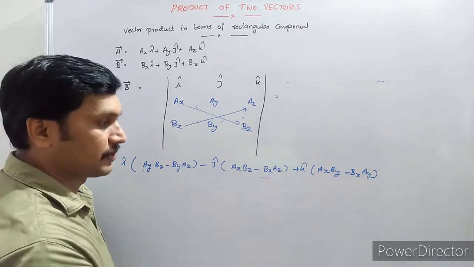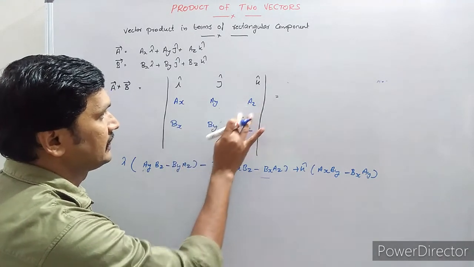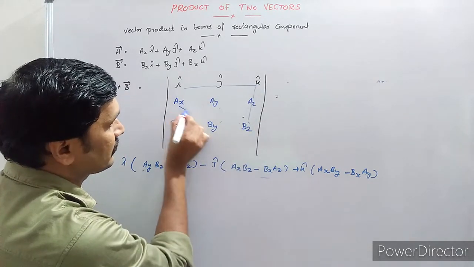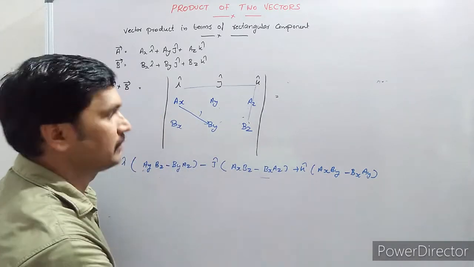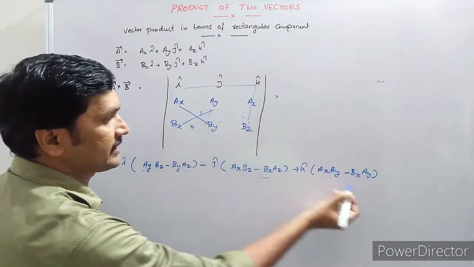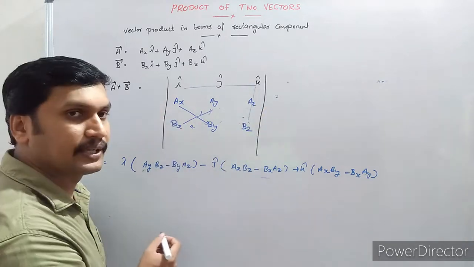The third term is positive. The third term is k into, in this order, first multiply ax into by, minus the second one, bx into ay. This is the determinant operation.